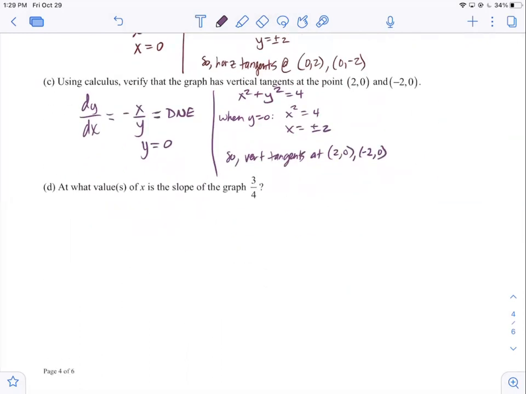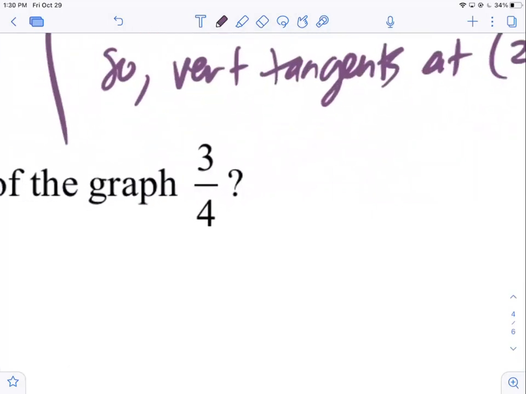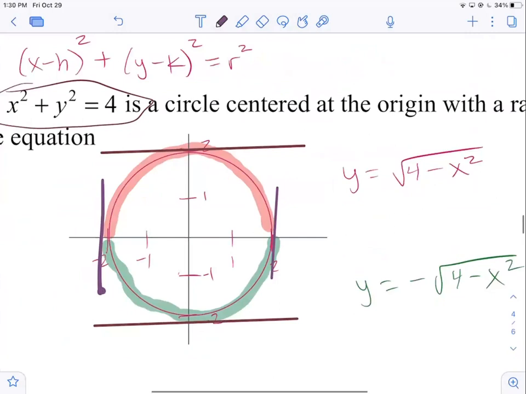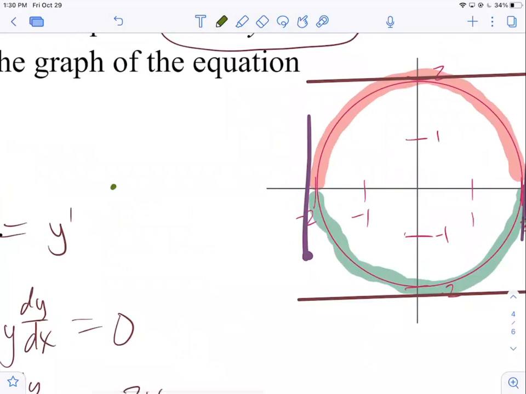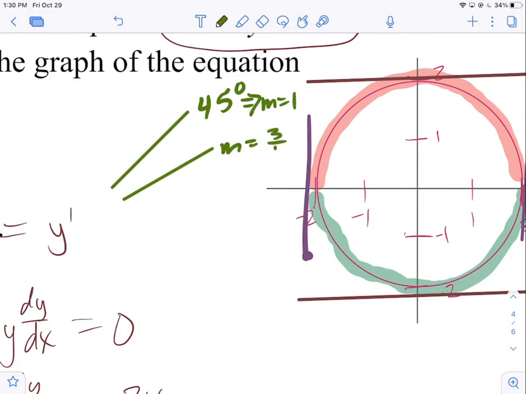Now look at this one. This is a nice little question. At what value of x is the slope of the graph 3/4? Let's look at the graph first, okay? 3/4 is a slope. I'll use green here. Let's look at the 45-degree slope. That would be about a 45-degree slope, yes? Or a slope of 1, right? So a slope of 3/4 would be what? Steeper or less steep? Less steep. So let's just draw one that's less steep. There we go. So now let's say that the slope is 3/4.